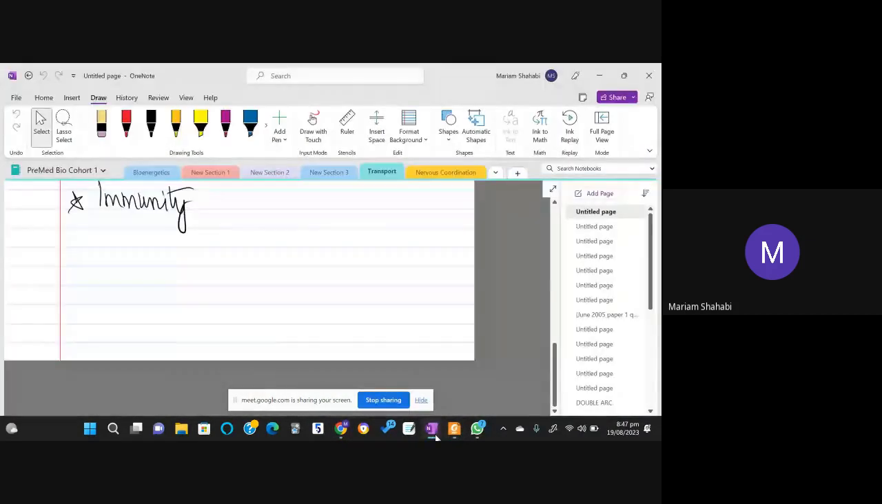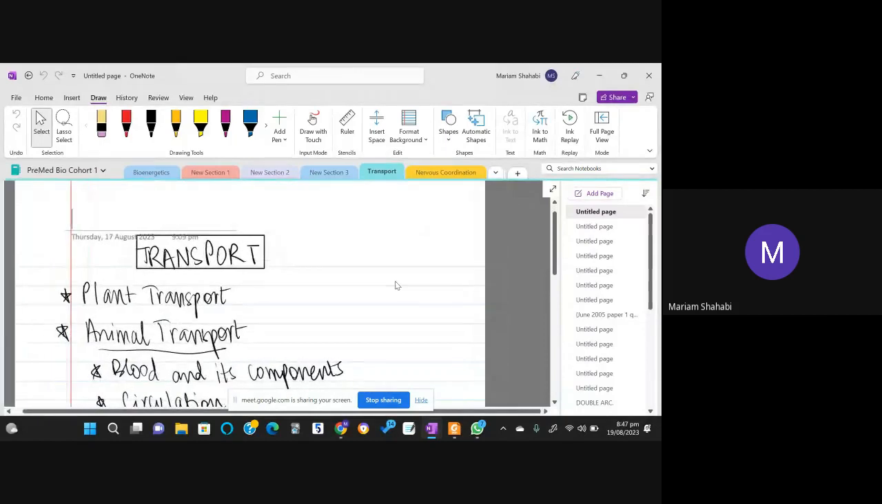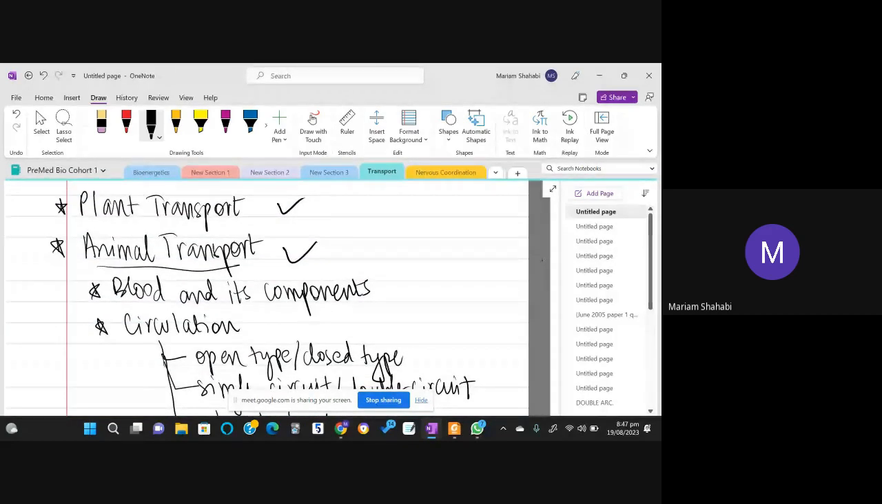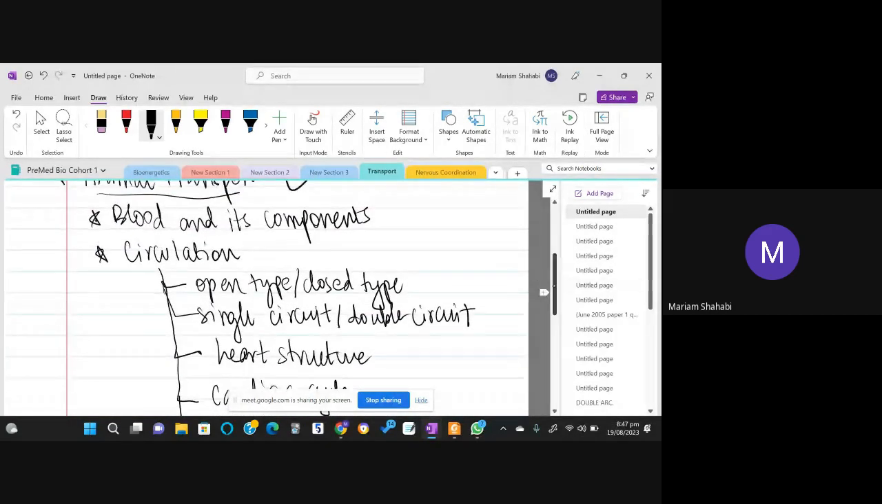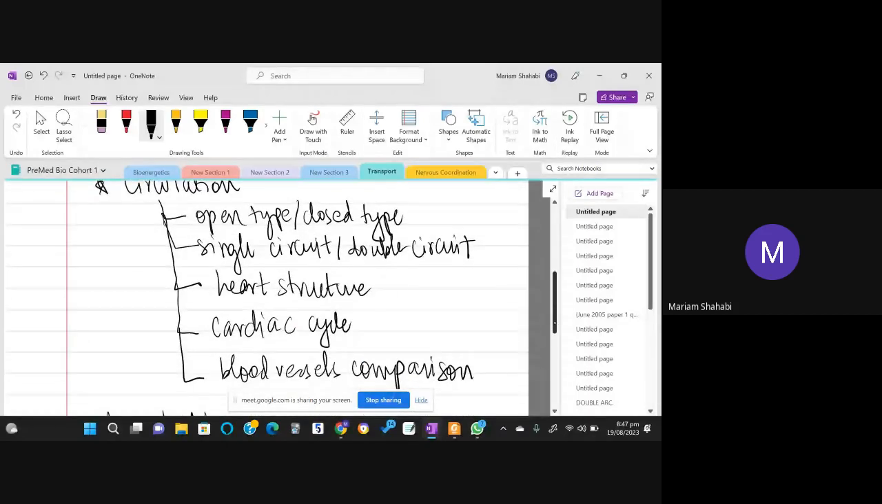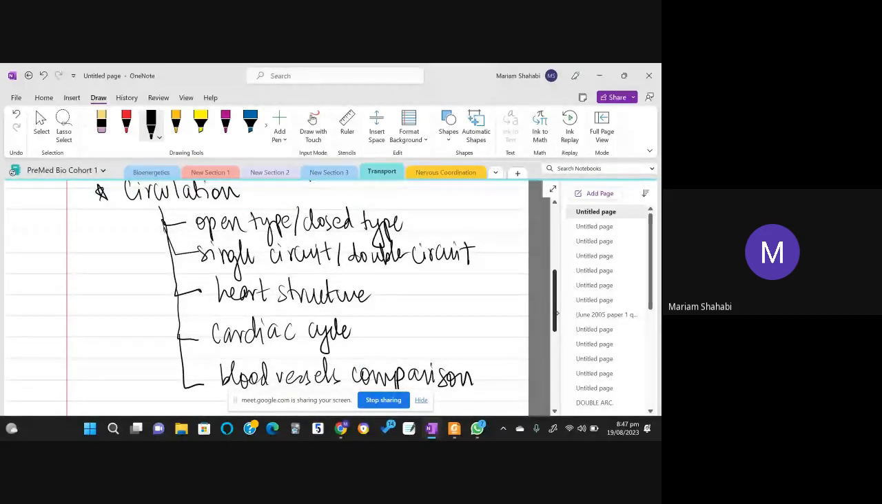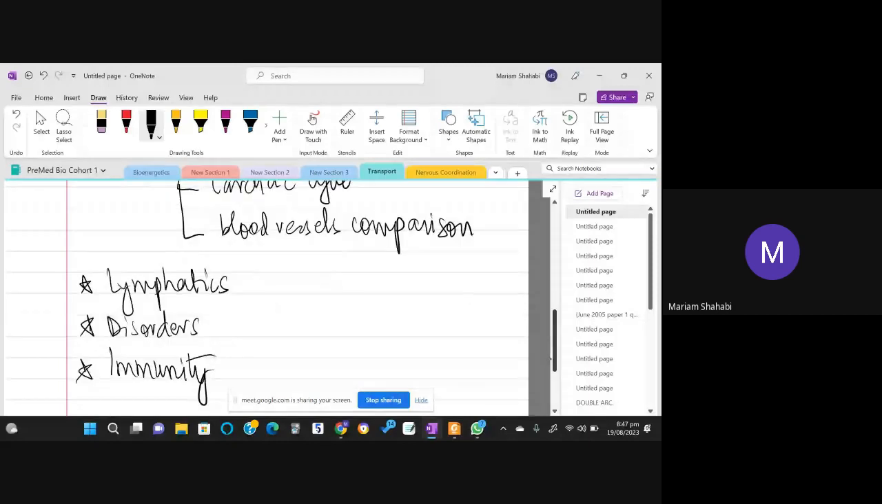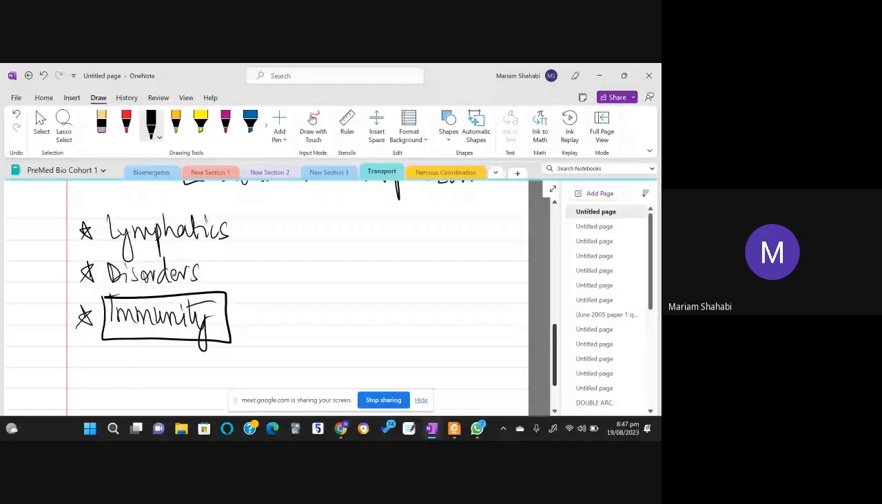So in this transport वाला chapter, it's a very heavy chapter. In the sense कि इसमें 3 major topics cover हो रहे हैं. You have plant transport, then you have animal transport. अब उसके भी सब topics हैं. There's blood and its components. Then there's circulation. Circulation in animals भी है थोड़ा बहुत उसमें. फिर the entire human heart and the cardiac cycle and blood vessels का structure. फिर lymphatics भी है, disorders भी हैं, and then you have a very major chunk immunity वाला.